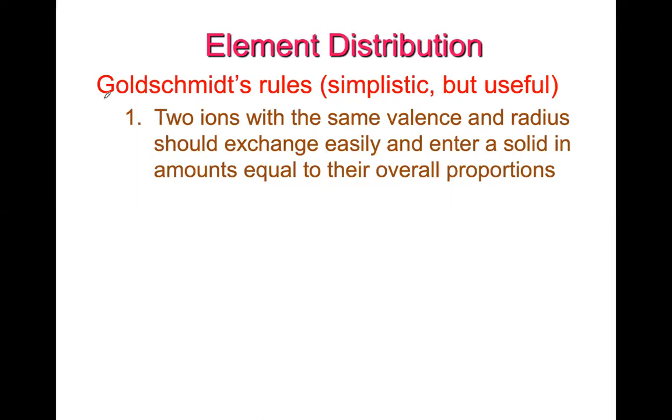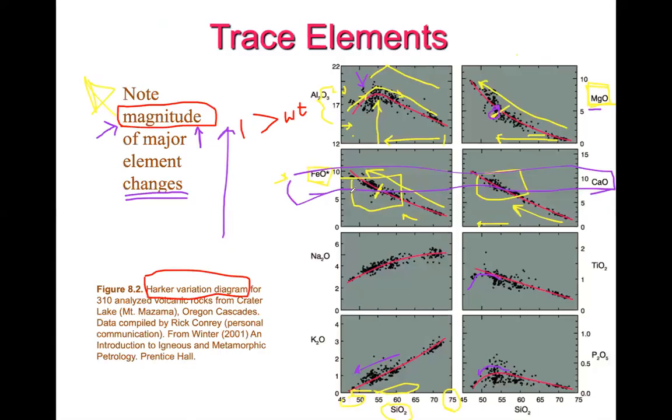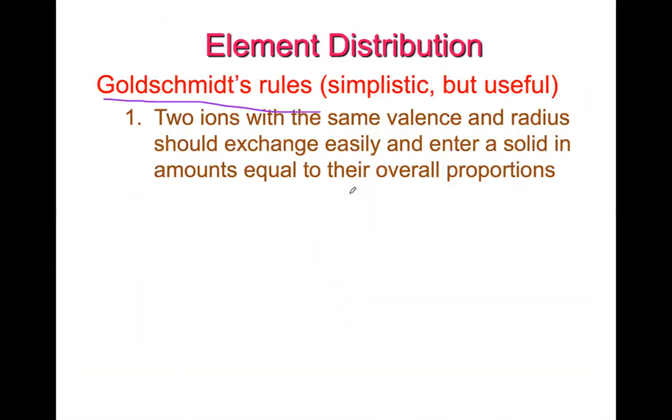We call it Goldschmidt's rules, because Goldschmidt was the one who categorized the periodic table into different geochemical groups, right? So that was done by Goldschmidt. He categorized the elements into atmophile, siderophile, lithophile, like that, right? That classification is also from Goldschmidt. He is the father of geochemistry, we consider.